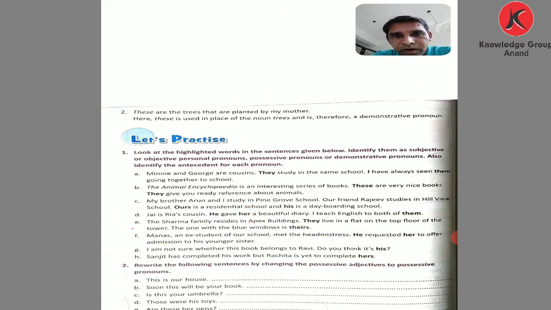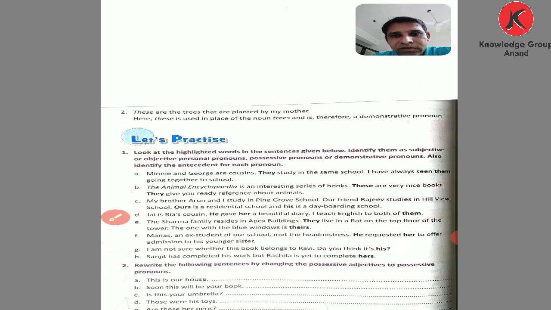In the E form, they is used as a subjective pronoun and their shows the possessive pronoun. And in the F form, he is used as a subject, so subjective, and her is used showing possession, the possessive pronoun. At the last, his is possessive and hers is also a possessive pronoun. So this is the exercise we can solve.